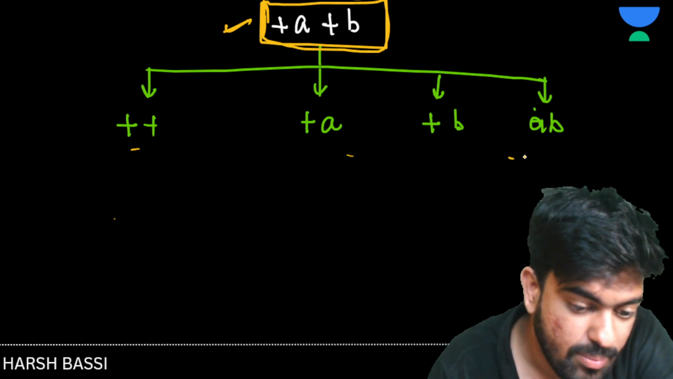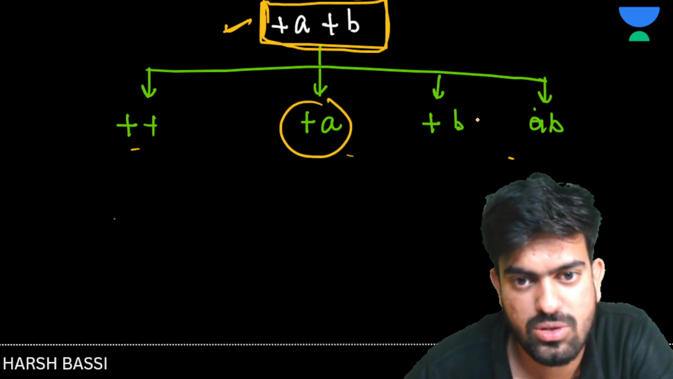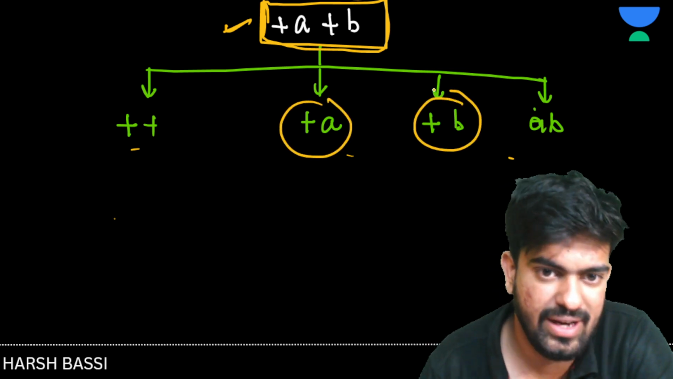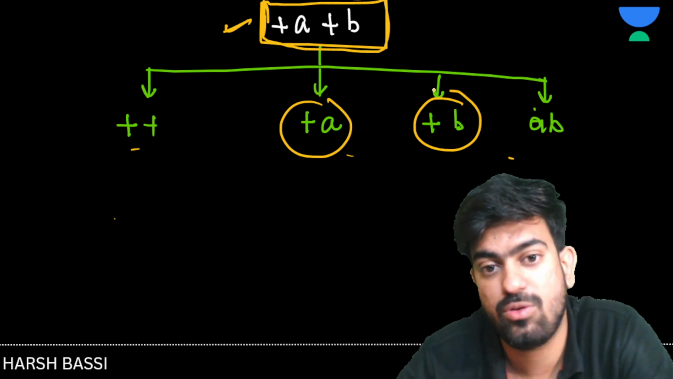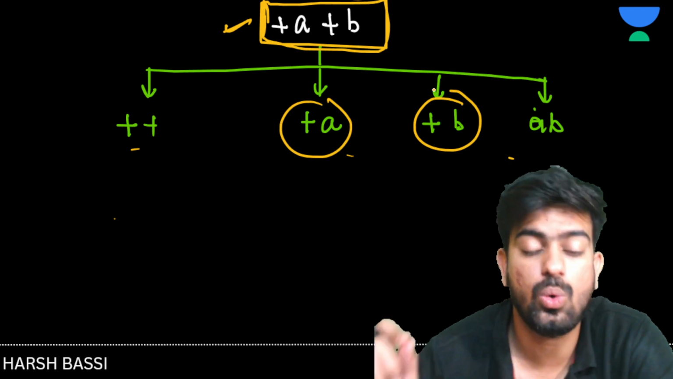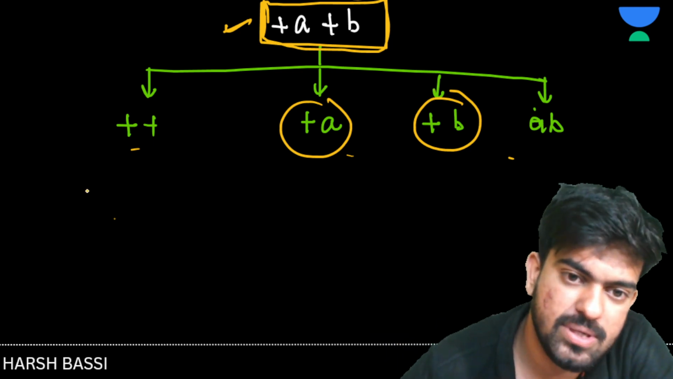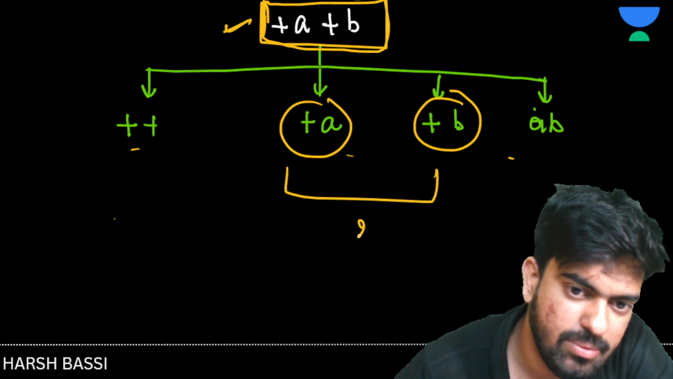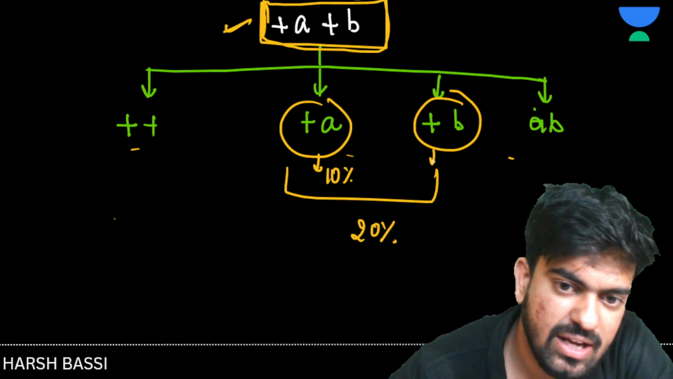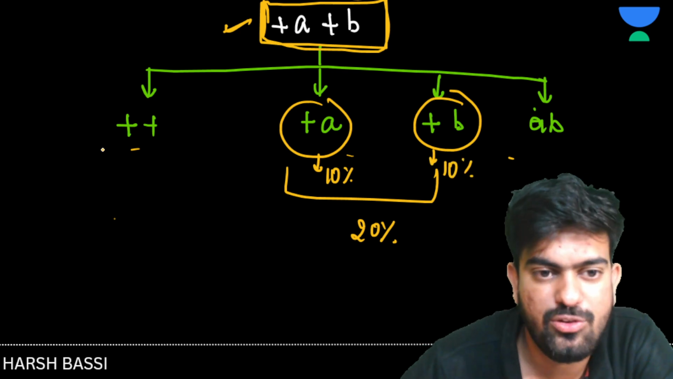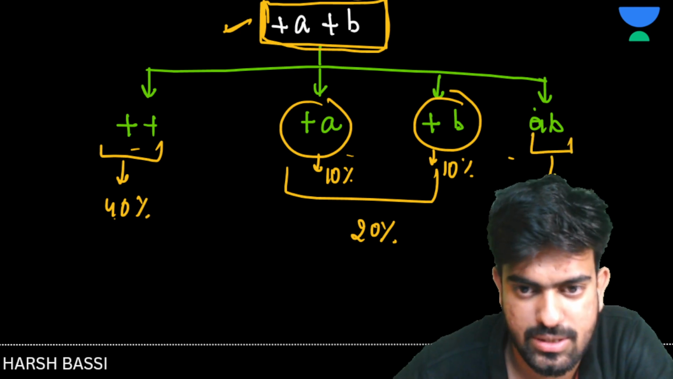Is there any new combination which is formed? Yes, sir. This is the new combination, right? Clear? Okay. So the new combination is what? Recombination. So the total percentage of recombination was 20%. For the individual ones it will have 10% each, right? And these will have 40% and 40%.